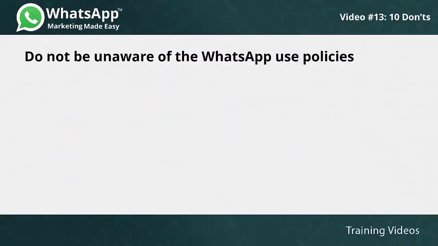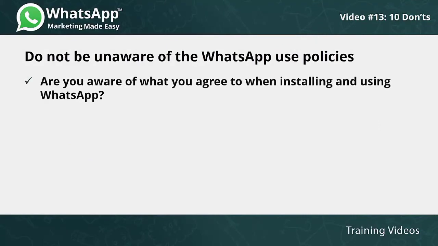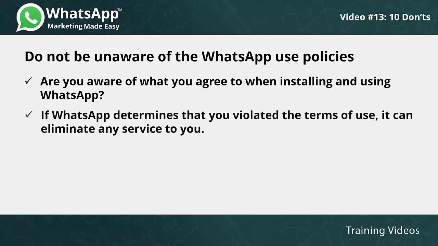Do not be unaware of the WhatsApp use policies. Are you aware of what you agree to when installing and using WhatsApp? Have you ever stopped to read the WhatsApp terms to know the responsibilities you assume? If WhatsApp determines that you violated the terms of use, it can eliminate any service to you. To determine if you have done this, WhatsApp will consider its authorized employees, agents, or sub-agents criteria.